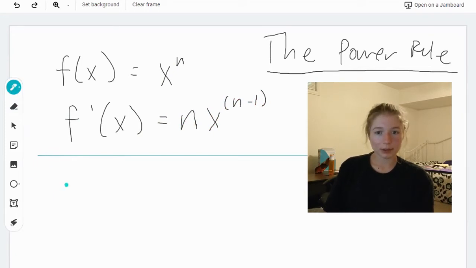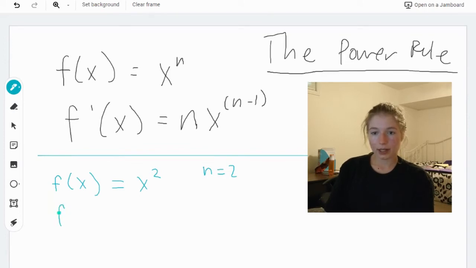Now, that might look a little bit confusing written out like that. So let's start with a couple of examples. Let's take a look at the function we were just working with before. f of x equals x squared. Now, if we compare this to the power rule, they look pretty similar. We can see that x is the base, and the exponent is equal to 2.